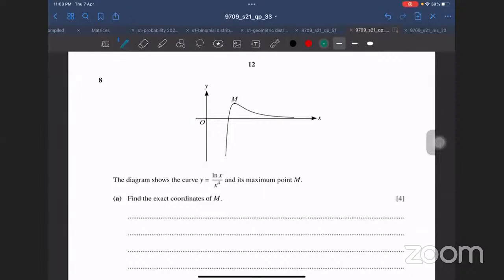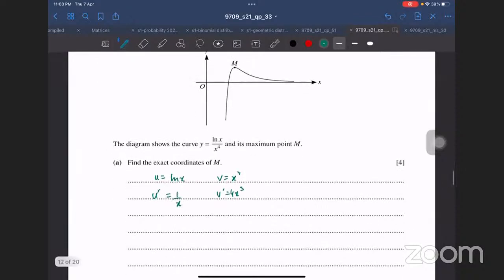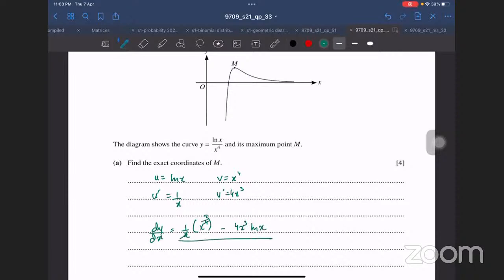Question number 8 shows me a curve and a maximum point M. So I think this might be a question on differentiation. So when I'm differentiating it, I'm going to use the quotient rule. u equals ln x, v equals x to the power 4, v dash is 4x cubed, u dash is 1 over x. Using my quotient rule gives me u dash v minus v dash u cancels out over v squared.